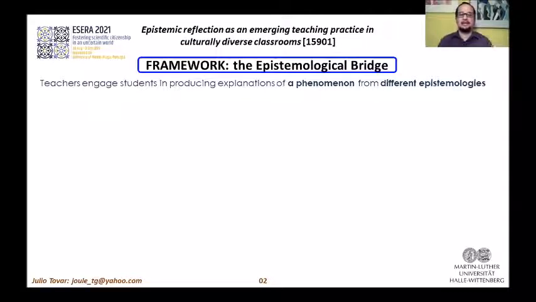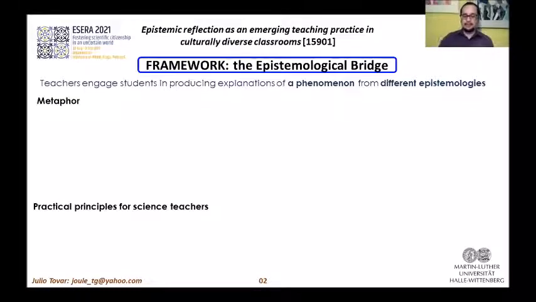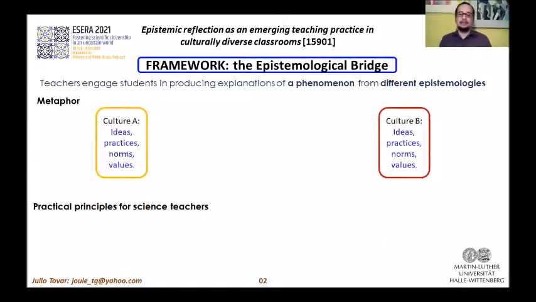Teachers engage students in producing explanations of phenomena from different epistemologies. Students use the epistemology of science and the epistemology of their communities to explain the same phenomenon from different perspectives. Now I want to present the epistemological bridge metaphor and then two practical principles that science teachers can use to design inclusive practices. Here you can see two endpoints of the bridge.